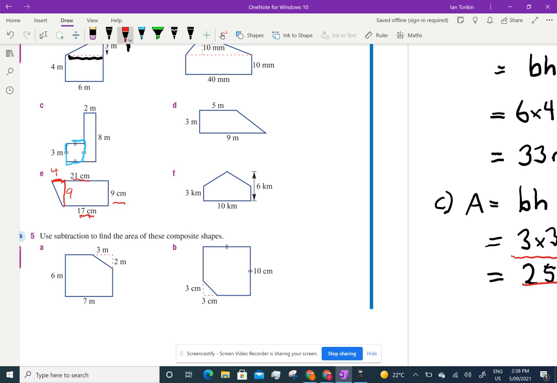Let's have a look at the last one here. Now, if I break this up into a triangle and a rectangle, well, I've got the dimensions for the rectangle, no worries. I've got the base of the triangle, all right? The base of the triangle is this bit. Now, what about the height? Well, the height is this distance here. I know the whole distance is 6, so this distance is going to be 6 minus this 3, which gives me 3. So the height of that triangle is 3.